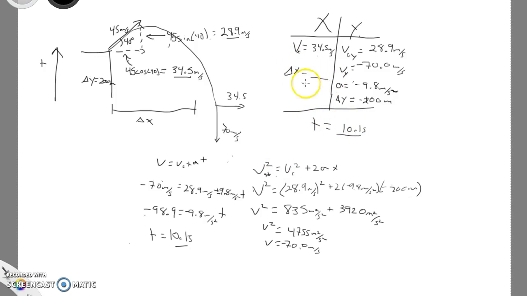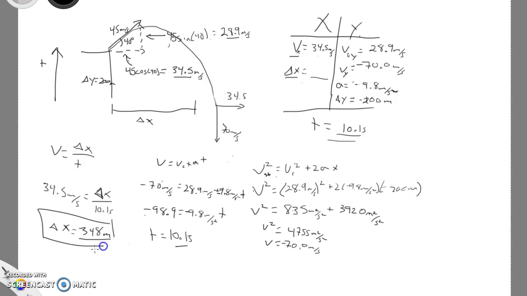And now the last piece is to use our time with our horizontal velocity and our horizontal displacement to find how far it travels before it hits the ground. So go ahead and do that. To finish it off, I substituted my horizontal velocity for v and 10.1 seconds for t, and I found that it's going to travel a distance of 348 meters horizontally before it hits the ground. Okay, so that would be my horizontal displacement.